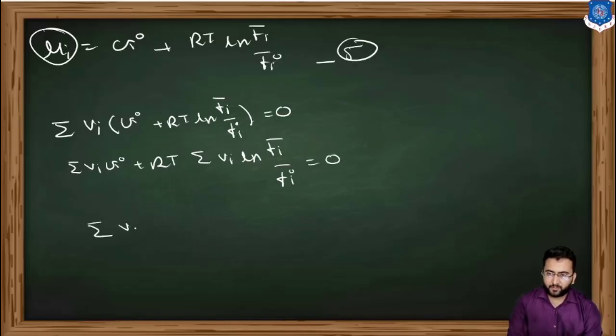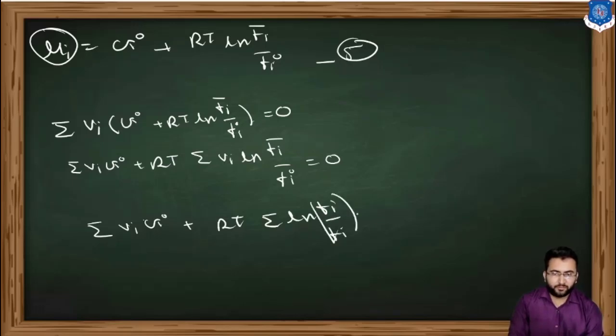So summation of mu I, or we can say Vi G naught plus RT summation of ln Fi bar upon Fi naught. Taking Vi to the upper side, it becomes summation of ln of Fi bar upon Fi naught whole raised to Vi, using the logarithmic law. So I can take this Vi to the power of this, and this equation becomes like this.